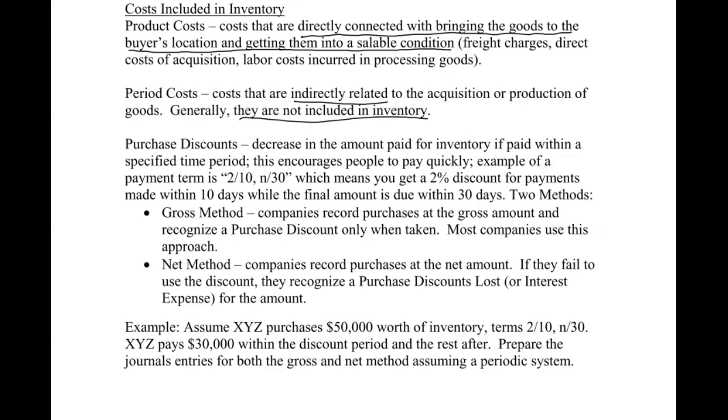Purchase discounts are another item to consider here. Purchase discounts are just decreasing the amount paid for inventory if paid within a specified time period. Meaning we could purchase something, so let's look at this example. When you see these terms, that means you get a 2% discount if the payment is made within 10 days, with the net being due within 30 days. What this does is encourage people to pay quickly.